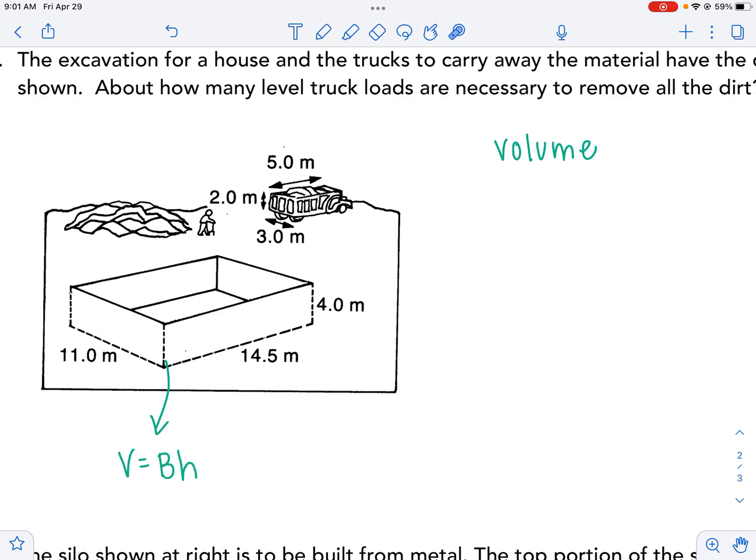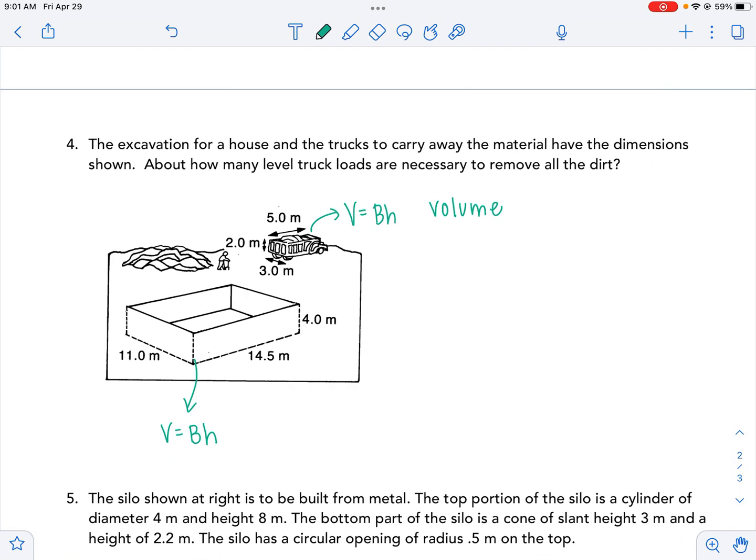And then it says level truckloads, meaning that I'm not going to tower over that. I'm just going to keep it that specific shape, which is also a rectangular prism. So I need to find the volume of that rectangular prism as well. Now, once you've figured out the shape, once you figured out volume, you could find the volume of each piece. But then how would we figure out our answer?